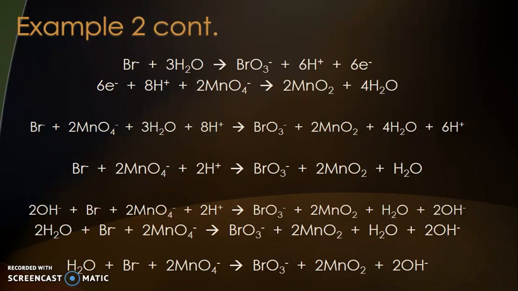And we have 3 minuses, 1 from the bromide and 2 from the permanganates on the left, and 3 minuses on the right, 1 from the bromate and 2 from the hydroxides. So all the atoms are balanced, all the charges are balanced. That is a balanced redox reaction in basic conditions. That's the general process that you use, and I hope you found that useful.